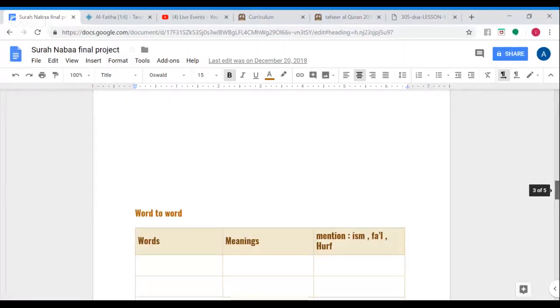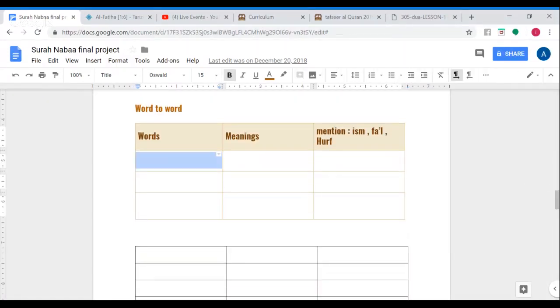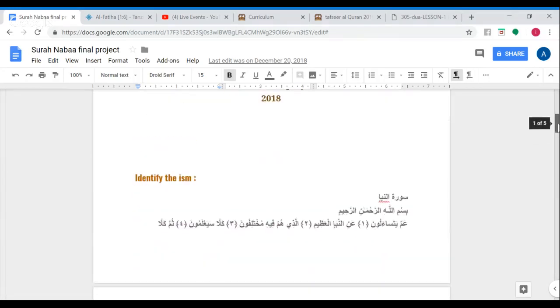And now in this template, if you look at this, you have to write the word here, the Arabic word from Surah An-Naba. Say for example An-Naba, you have to write the meaning and mention if it is ism, fa'il or harf. It's very easy, by the way. In the first one, what is the difference between this one and this one, this question? You just have to identify, you just have to highlight. Okay, An-Naba is ism, you just identify. Okay, Al-Azim is ism. I'm just saying it.